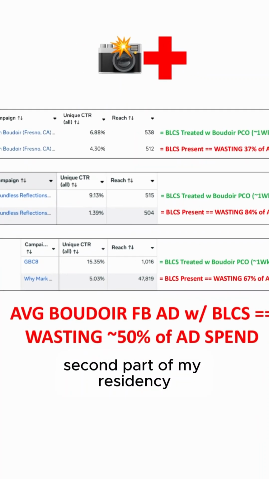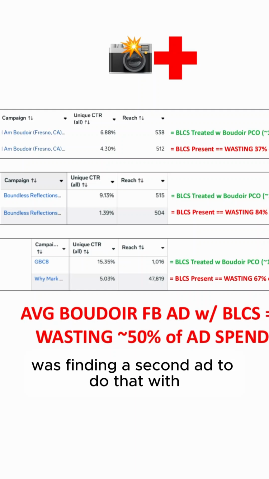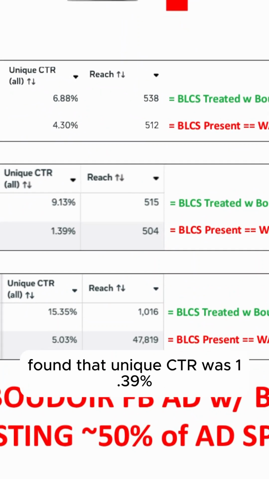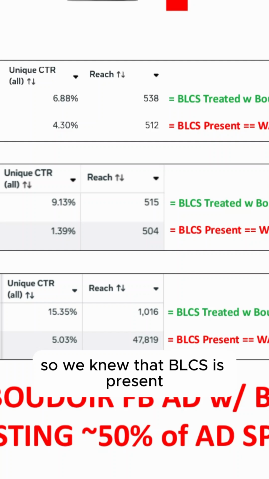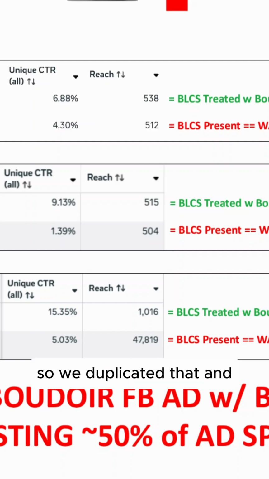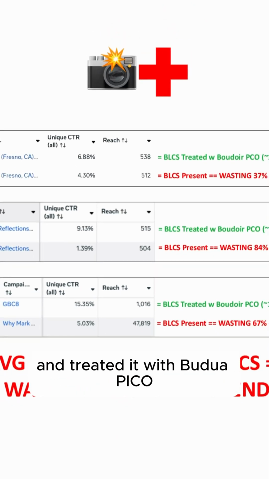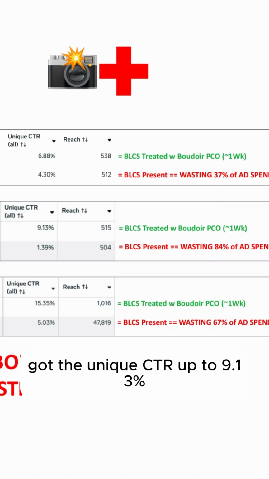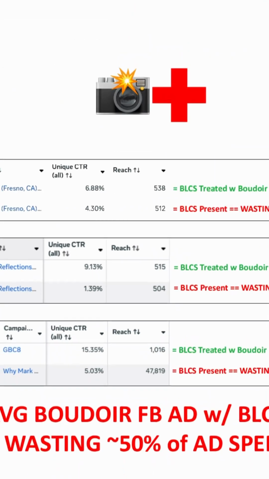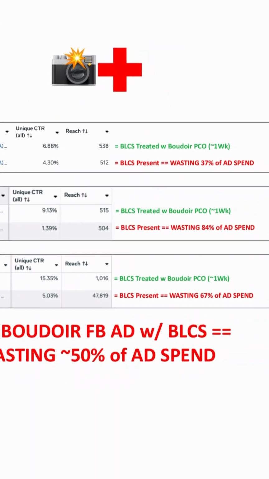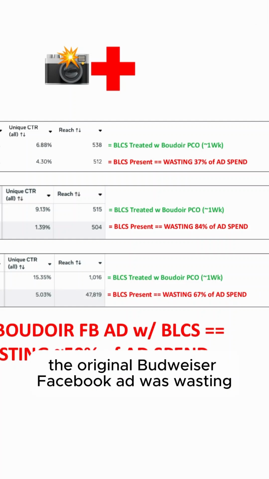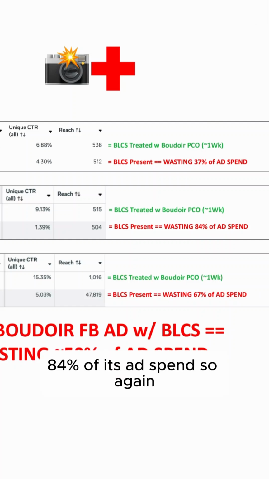Second part of my residency was finding a second ad to do that with. So found another one out there, brought it to the hospital, tested it, found its unique CTR was 1.39%. So we knew that BLCS is present. So we duplicated that and treated it with Boudoir Pico, got the unique CTR up to 9.13%. Insanely good. And so we found out that the original Boudoir Facebook ad was wasting 84% of its ad spend.